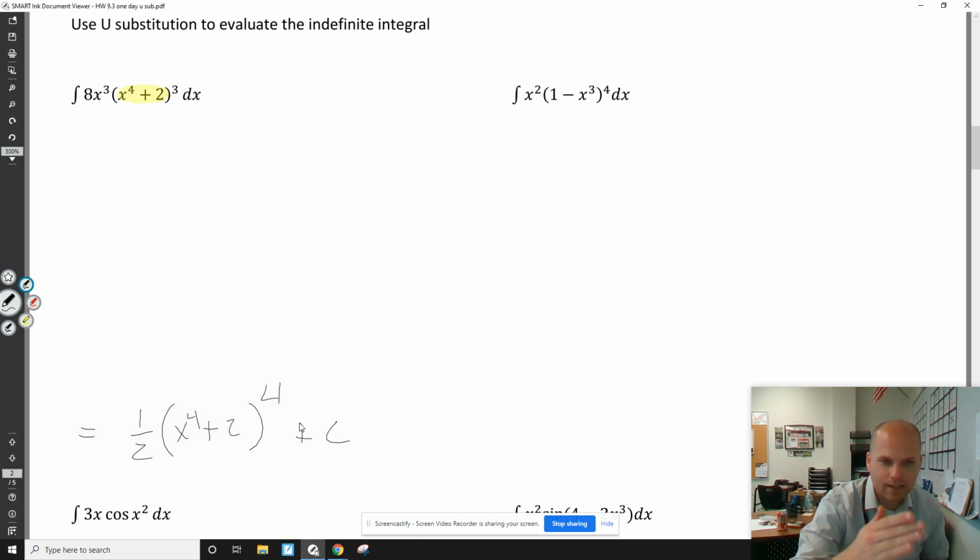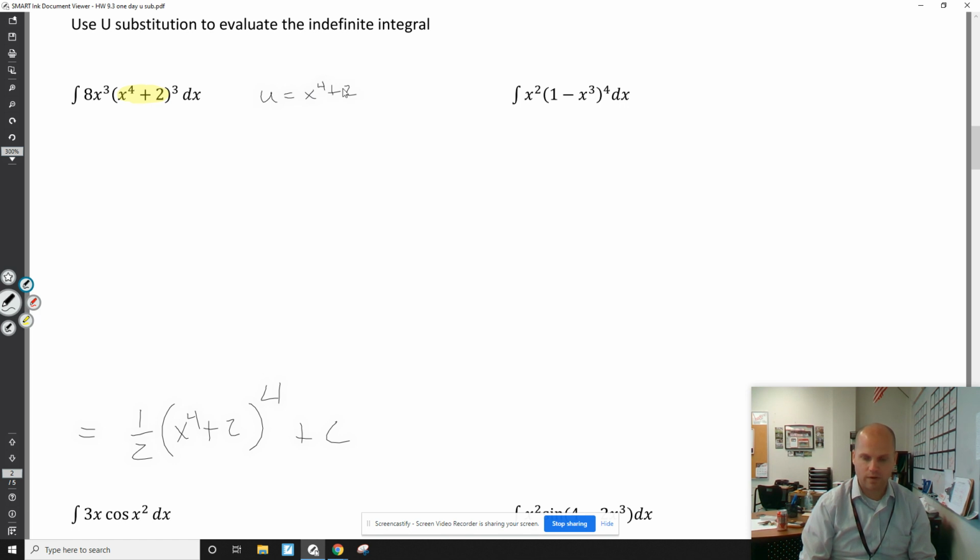Now, let's say you're like, nah, Mr. Messner, I can't figure this out. This is where the process comes into play. The U-substitution process. It's very formulaic. There's a lot of steps involved. But if you're not getting this and seeing and understanding why this is our answer, you've got to use this process. And here's the process. Step 1, set u equal to the inside of the composition.